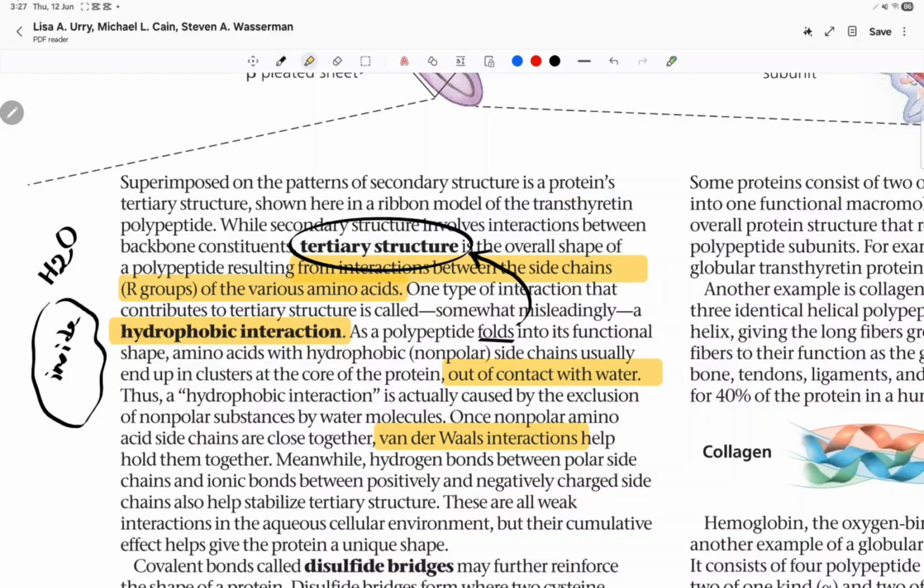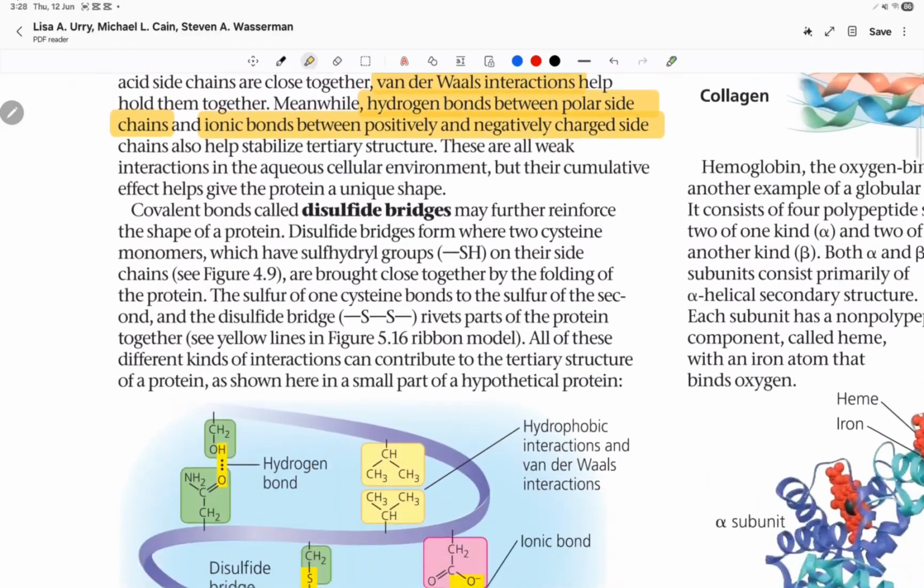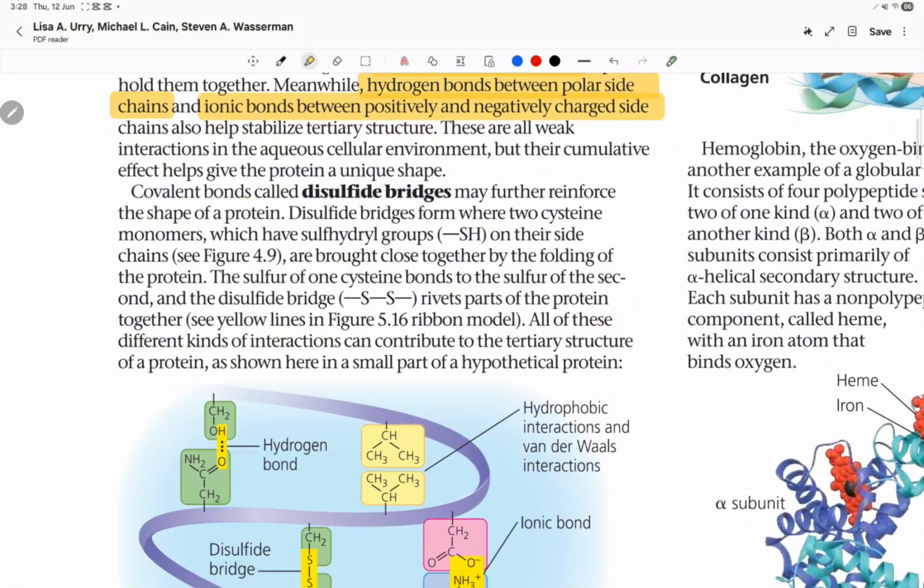We're also going to be having hydrogen bonds between the polar side chains. We also have ionic bonds between the positive charge and the negative charge. We also have a covalent bond called disulfide linkage between amino acids with a sulfur on the side chain. So like cysteine, it has sulfur in the side chain.